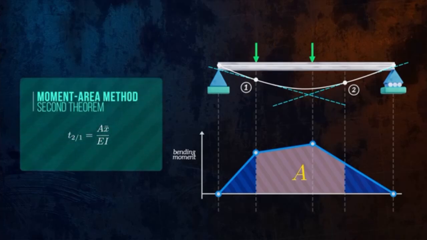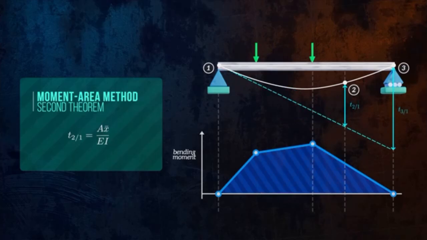It tells us that the vertical distance between point 2 and the tangent line at point 1 is equal to the first moment of the area of the bending moment diagram, divided by EI. The first moment of area is just the area under the diagram, multiplied by the horizontal distance from point 2 to the centroid of the area. This vertical distance is called the tangential deviation. It might not seem that useful, since it doesn't directly give us the deflection at point 2. But if we calculate the tangential deviation at the other end of the beam, we can then use trigonometry to figure out the actual deflection at point 2.